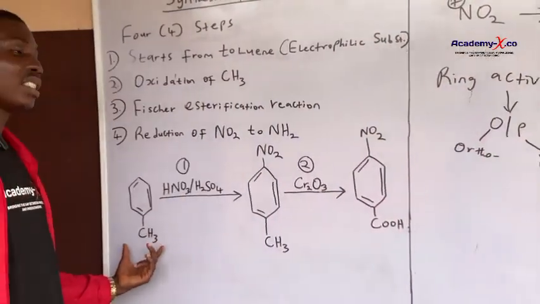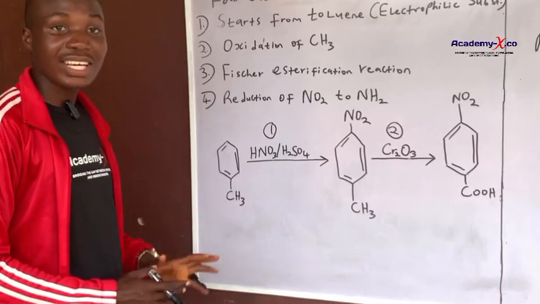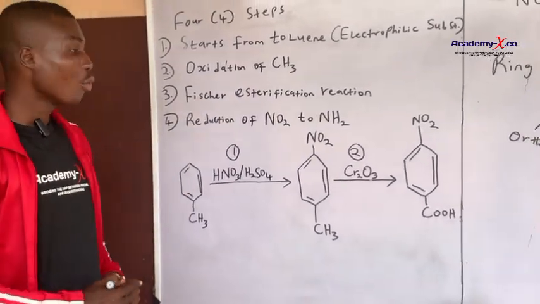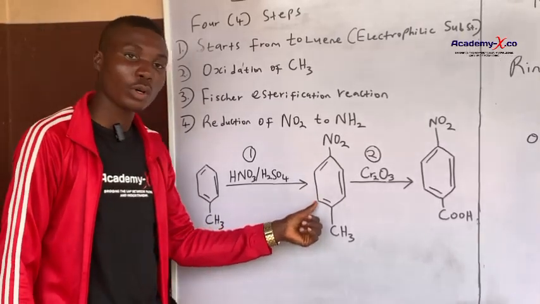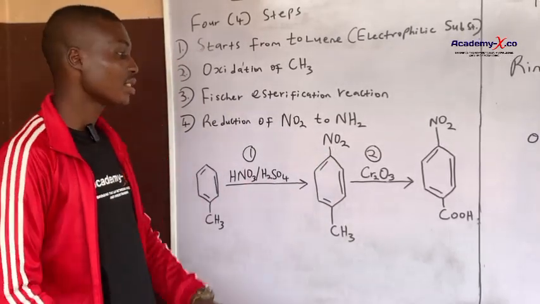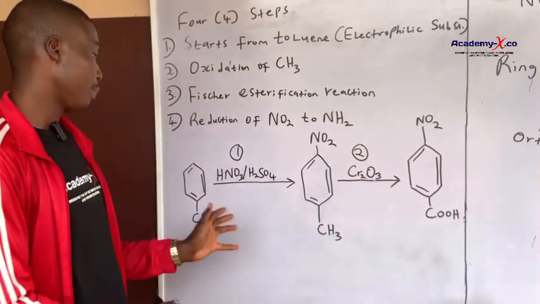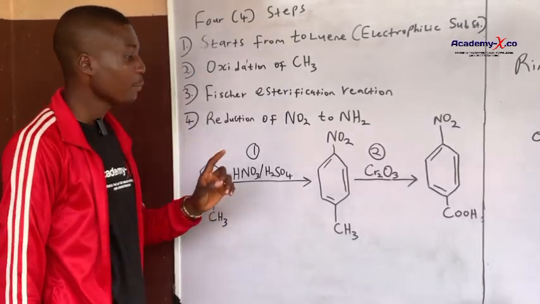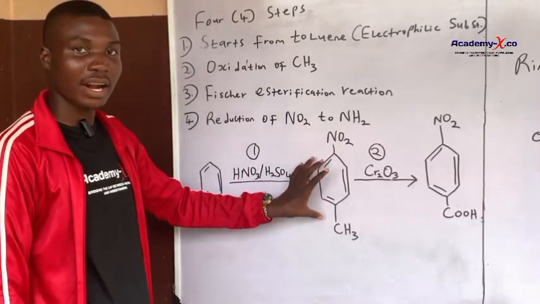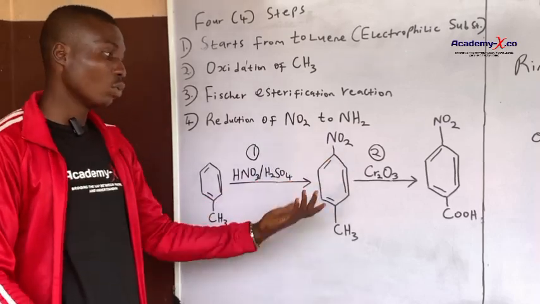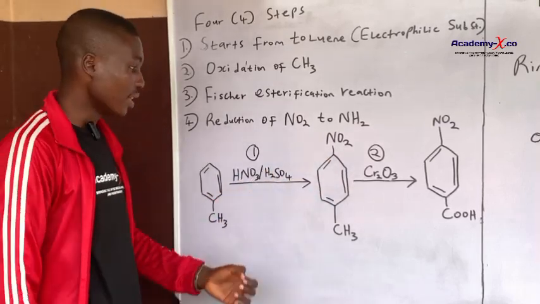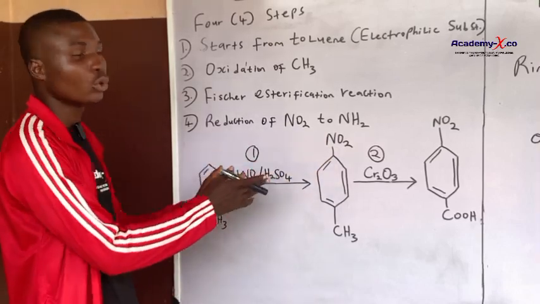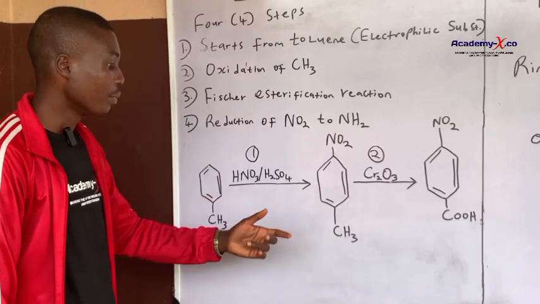So because the CH3 is a ring activator, it means that the nitronium ion that is attacking the toluene ring will most likely go to either the ortho position or the para position. But what we need for this synthesis is the para position. So when you run this first step, you have your nitric acid, your sulfuric acid with toluene, you will have a product that is para. This is para toluene or para methyl benzene, or para nitro methyl benzene, or para nitro toluene. That's what you should call that now, para nitro toluene.